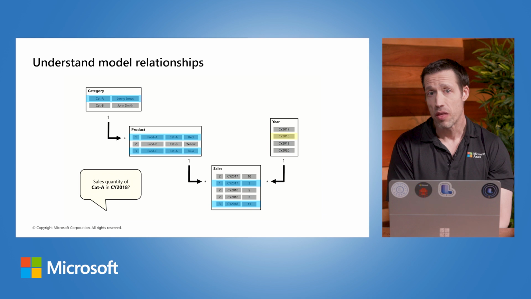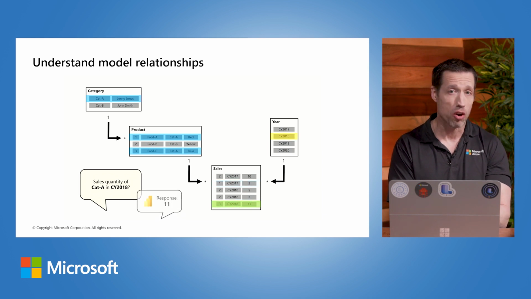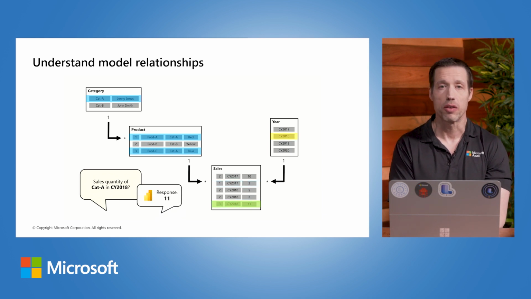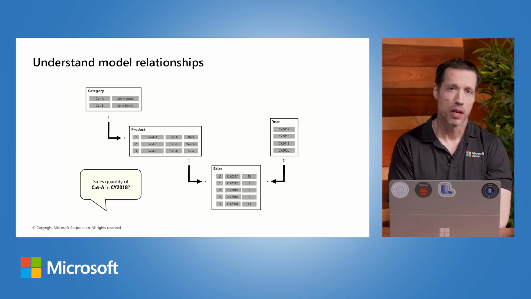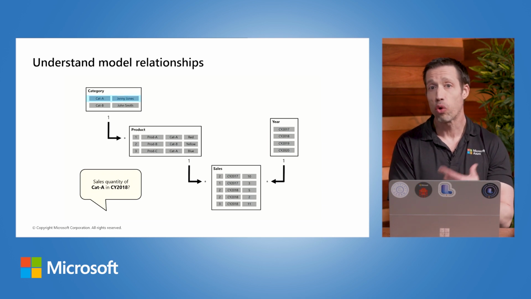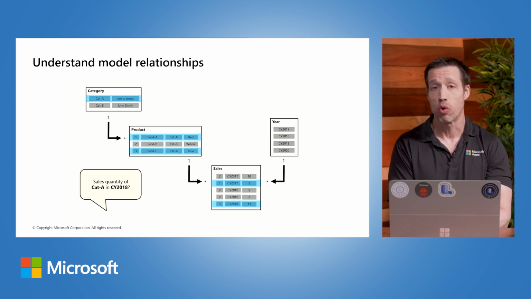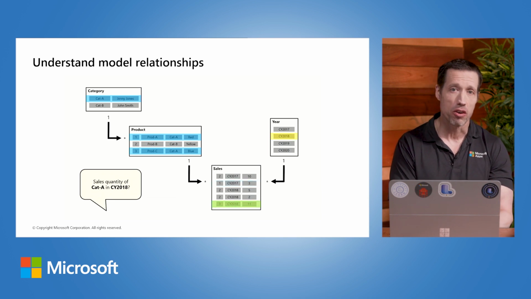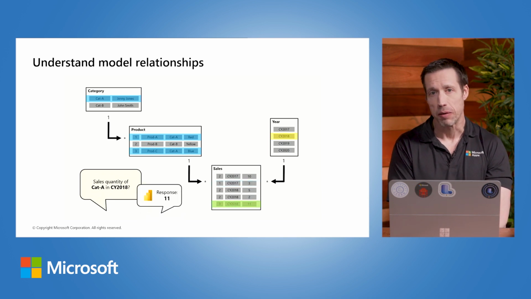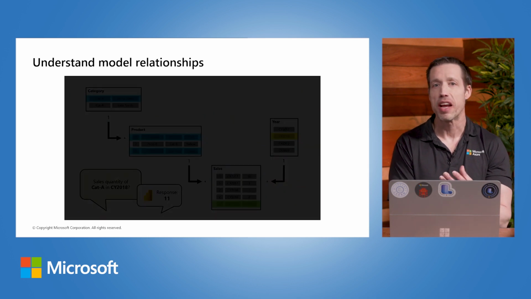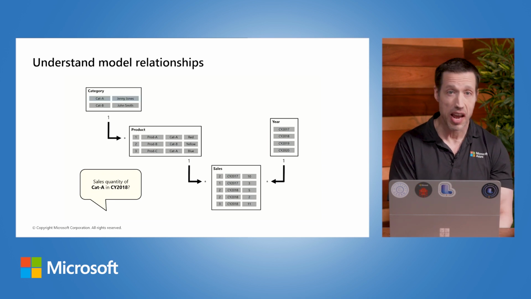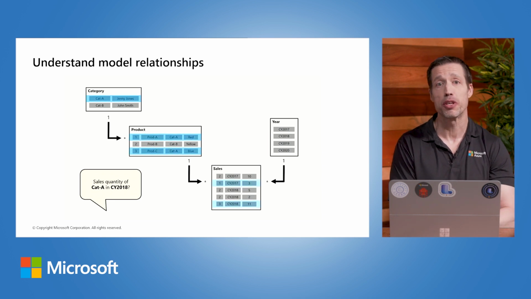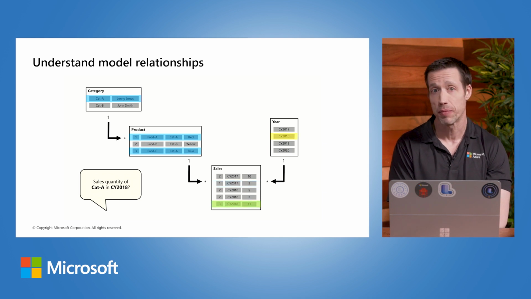In this example, the model consists of four tables: category, product, year, and sales. All relationships to the table are one-to-many, which we'll cover in a bit. A query asks for the total quantity of sales orders in a category, category A, and a year, calendar year 2018. Filters on the category and year tables reduce the product table to two products in category A and the sales table to two sales rows for these products. Their total quantity is 14 units.